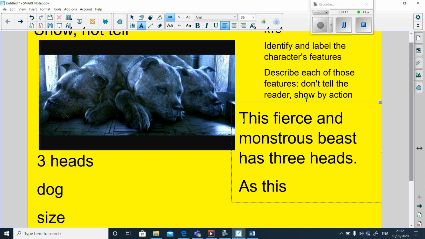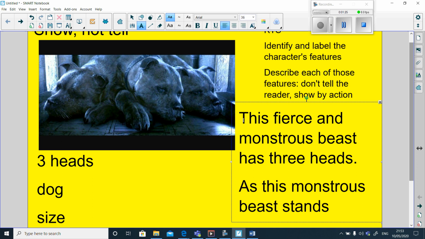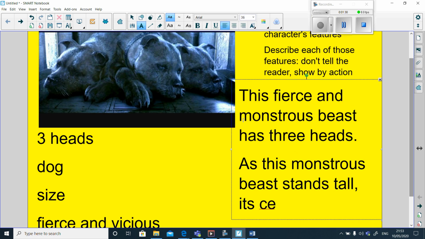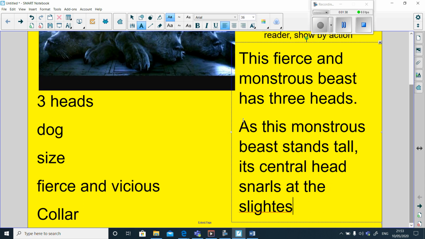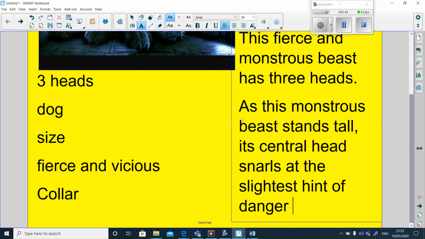As this monstrous beast stands tall, its central head snarls at the slightest hint of danger. Now, I know that this is show not tell because I'm using little clues within the sentence to show the reader what it is I want them to see.